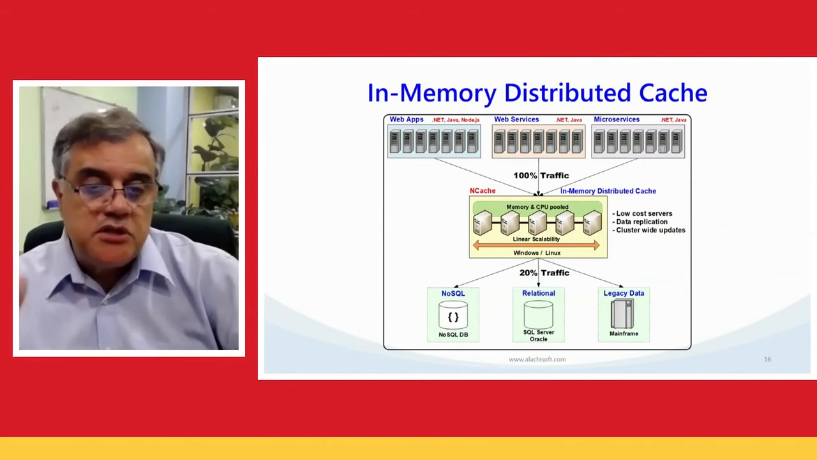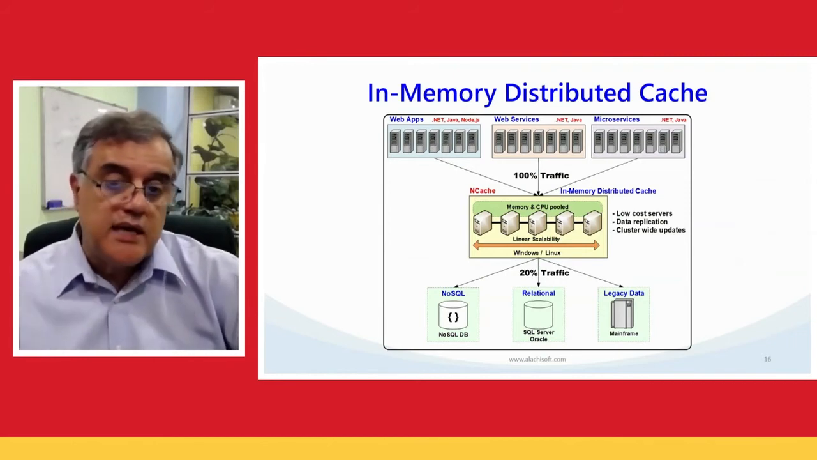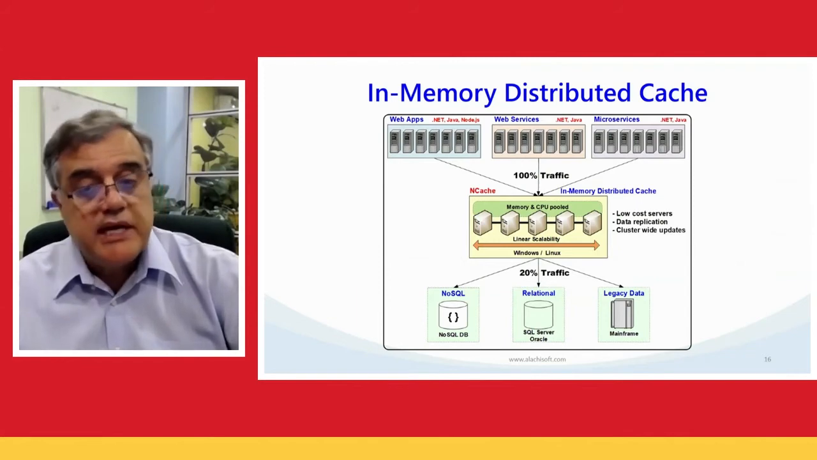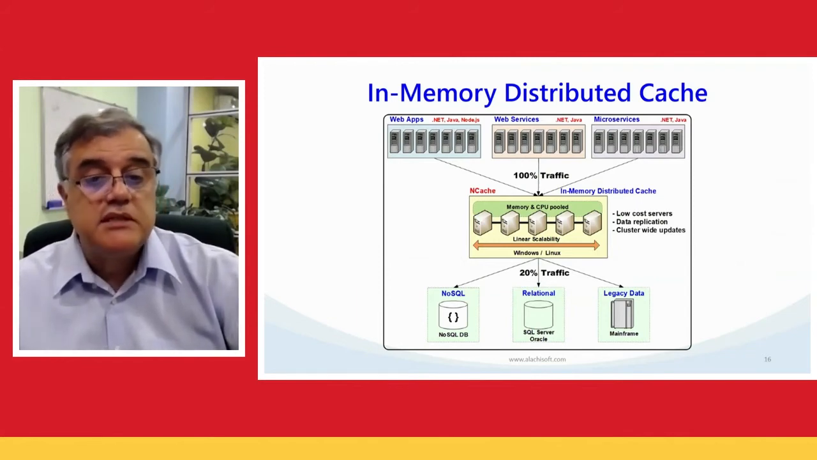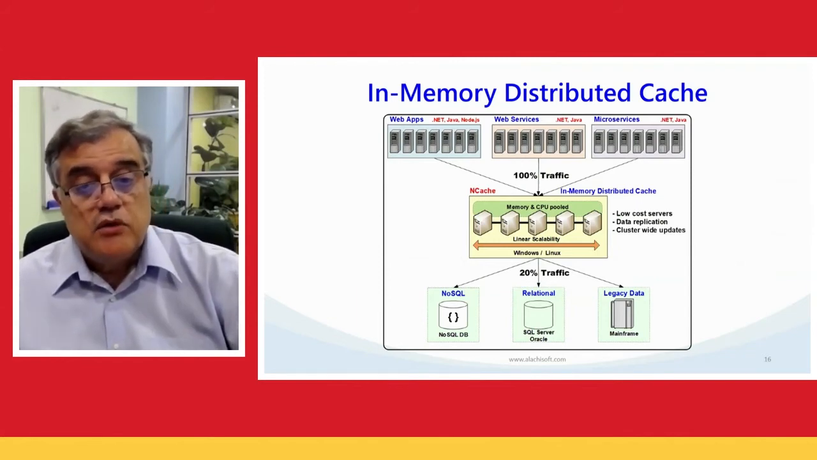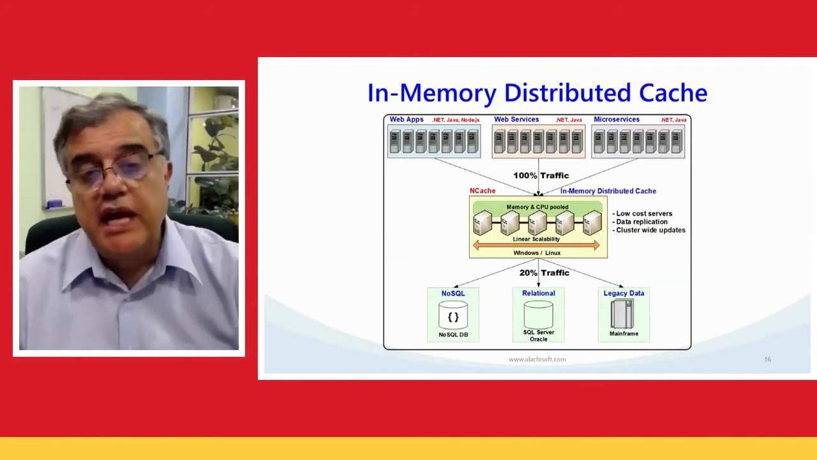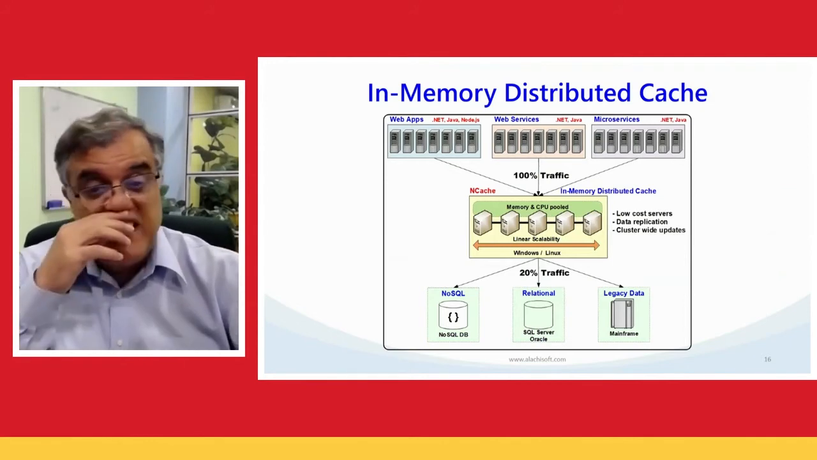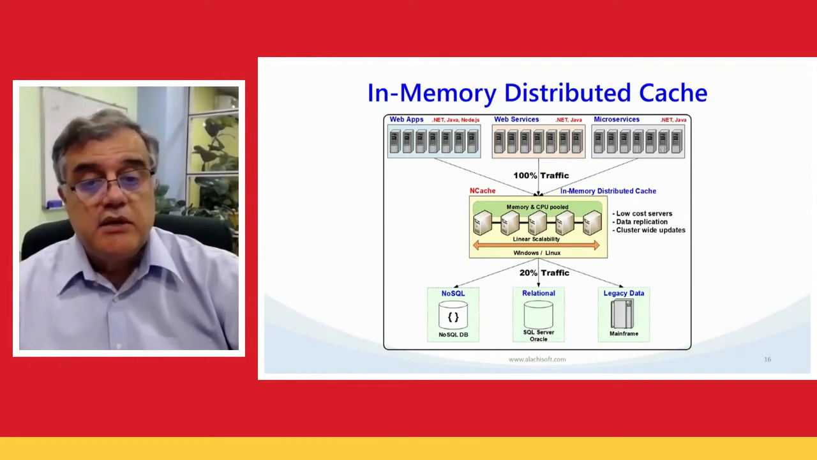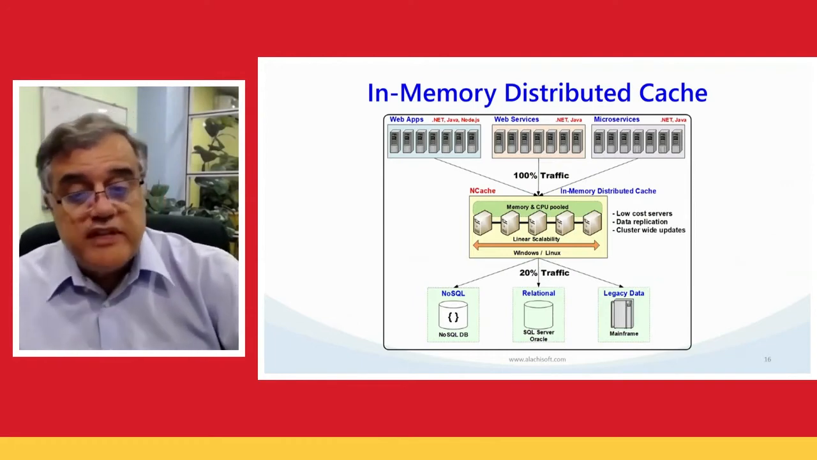So an in-memory distributed cache not only distributes the data, it also replicates it in a smart fashion without compromising performance and scalability. So by having an in-memory distributed cache as part of your infrastructure, suddenly now you have the ability to remove that bottleneck.